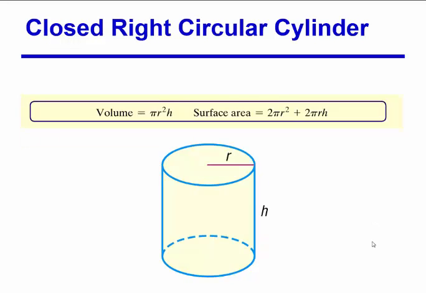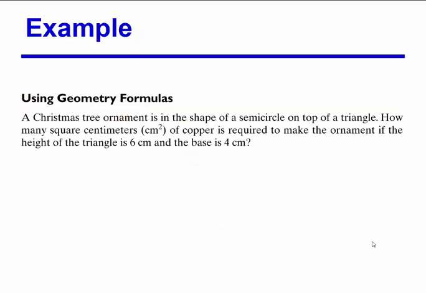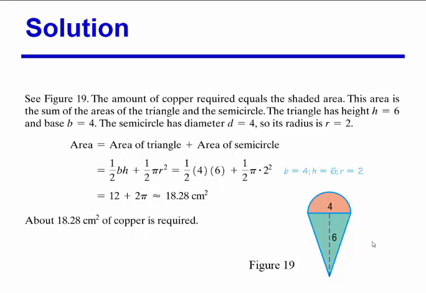So here we have a closed right circular cylinder. The volume is pi r squared h. Surface area is 2 pi r squared plus 2 pi r h. So using geometry formulas: a Christmas tree ornament is in the shape of a semicircle on top of a triangle. How many square centimeters of copper are required to make the ornament if the height of the triangle is 6 centimeters and the base is 4 centimeters?